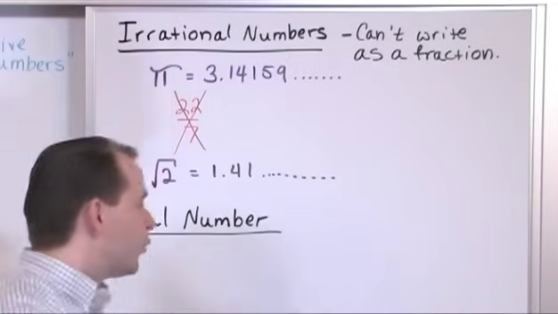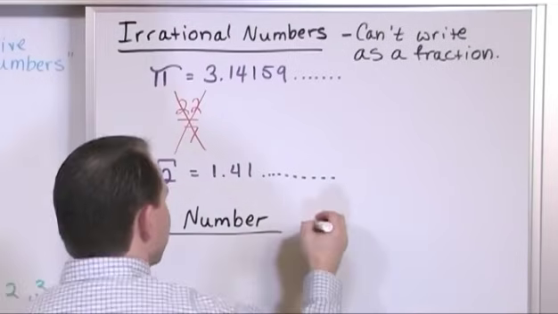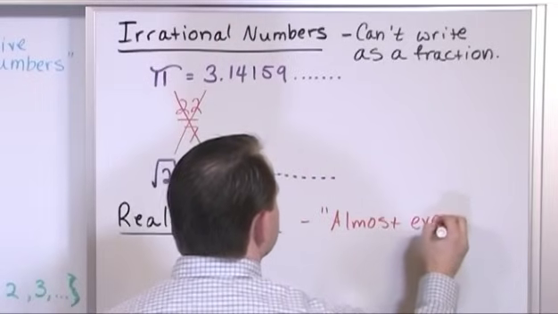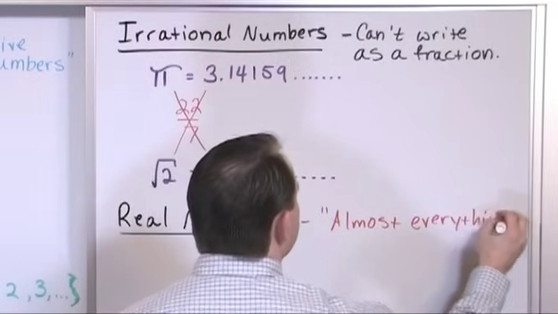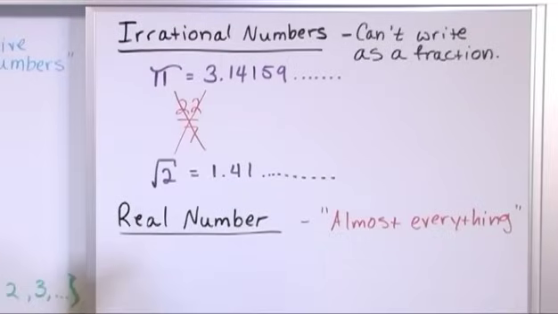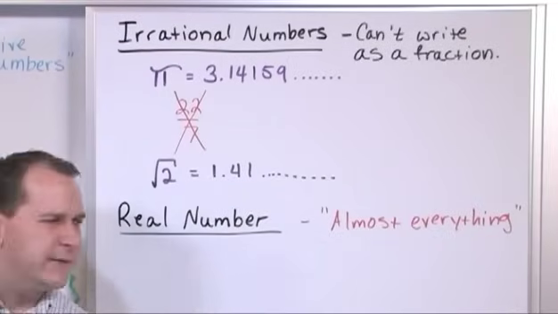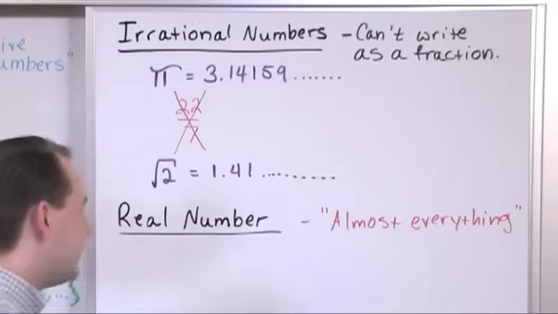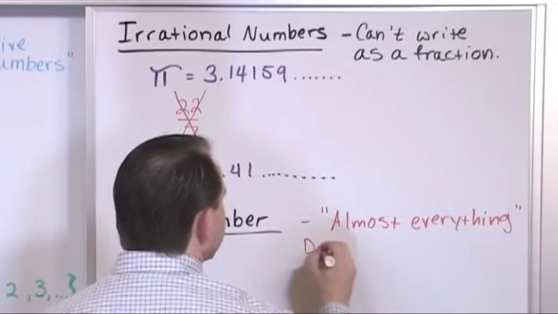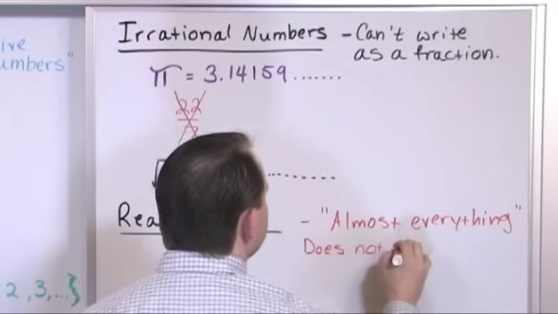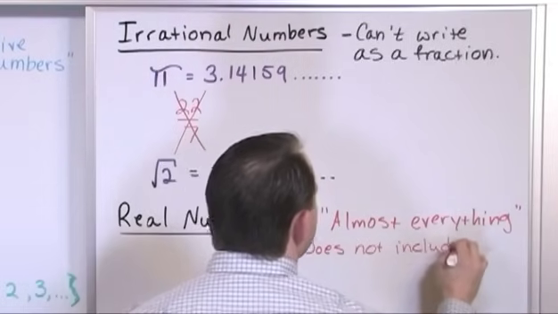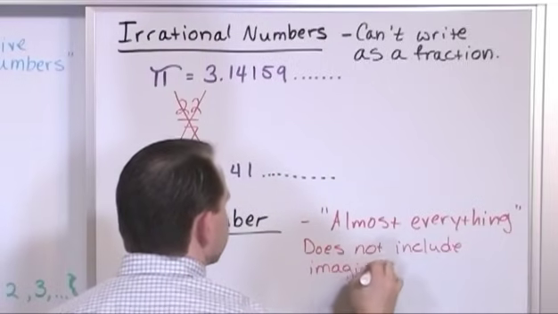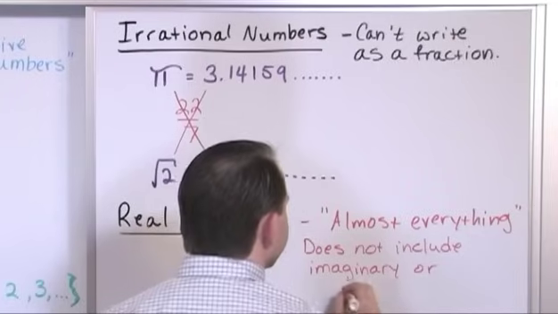I'm going to tell you that a real number is, and I'm going to put little quotations here, "almost everything" in terms of numbers. It includes the integers. It includes negative numbers, positive numbers, rational numbers, irrational numbers, basically everything. The only thing it does not include is any type of imaginary number or complex number.